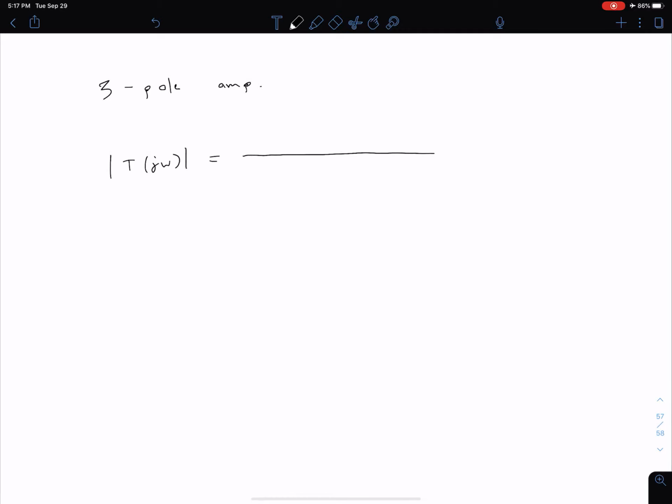So we can say the magnitude then is going to be beta times A naught, and that's our low frequency gain. And then from our three pole terms, we get the magnitude by doing square root of A squared plus B squared. So we have square root of 1 plus (omega divided by omega 1) squared, square root of 1 plus (omega divided by omega 2) squared, and finally square root of 1 plus (omega divided by omega 3) squared. So we get something like this for our magnitude.